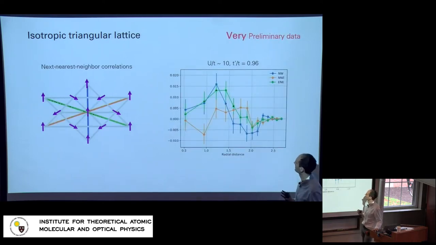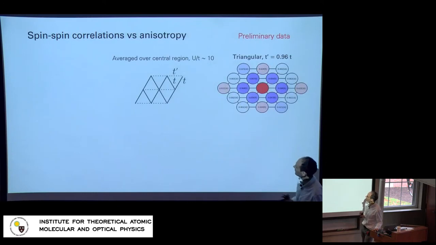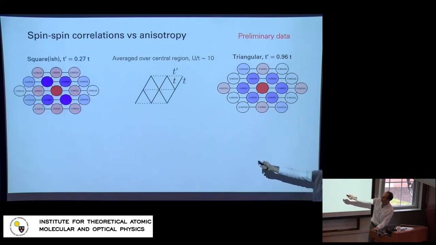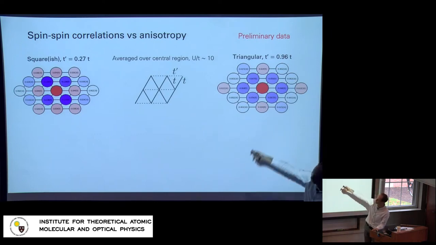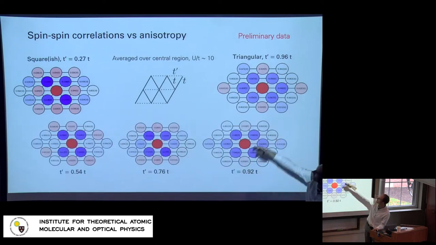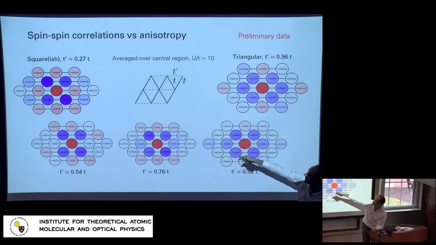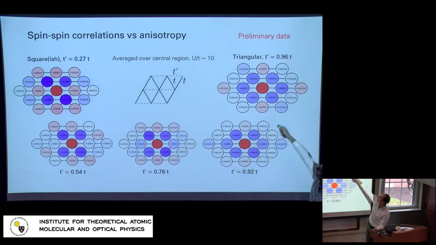You can plot these correlations in a color plot as you have here, and compare them with the squarish geometry. Here we don't have exactly a square, but maybe a quarter anisotropy, and you can really see the transition between these AFM correlations in the square lattice to AFM correlations on the three neighbors of a given site on the diagonal lattice, and anything in between.